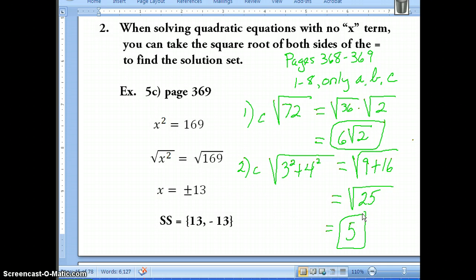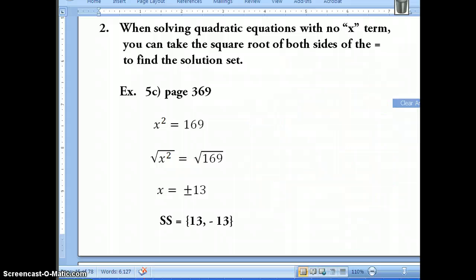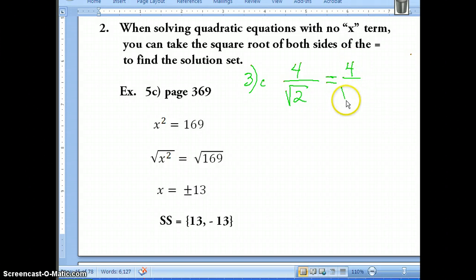Okay, so that's number 1C and 2C. Do a couple more examples for you. 3C, we have the fraction 4 over the square root of 2. Now in Algebra 1, we learned that when we have a radical in the denominator, that's not desirable. We don't like irrational numbers in the denominator. And so you learned this technique called rationalizing the denominator. And basically what you do is you're going to multiply the square root of 2 times itself.